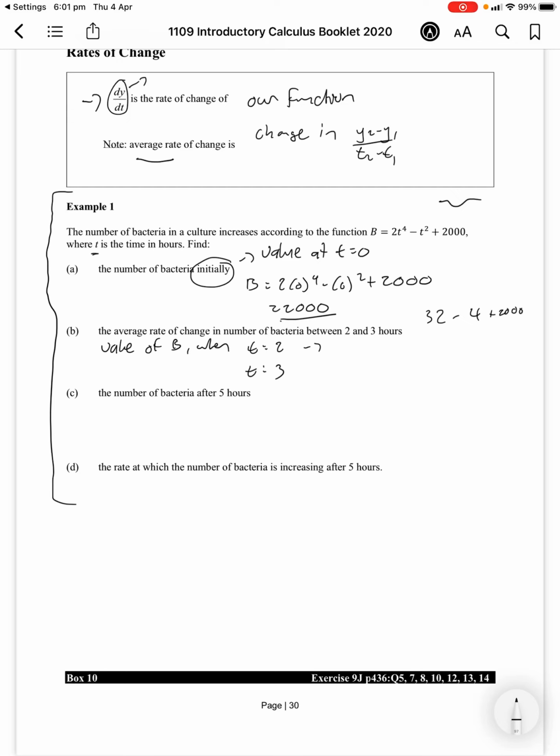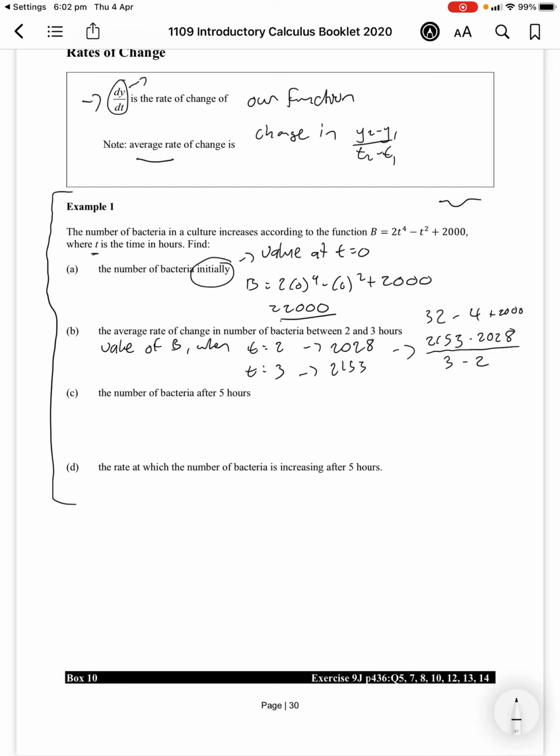So we're going to have 2 times 2 to the power of 4 minus 2 squared plus 2000, which is 2028, and when t is equal to 3, we just type those numbers, swap them into the equation. We have 2153, so the rate of change here is going to be 2153 minus 2028 over 3 minus 2.